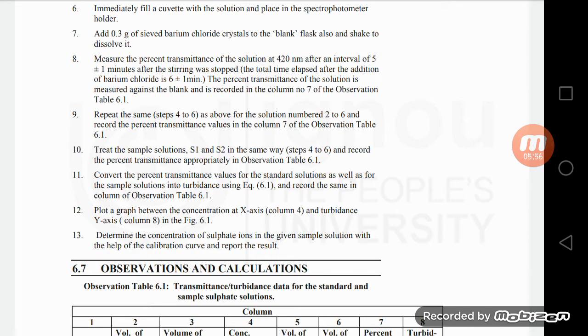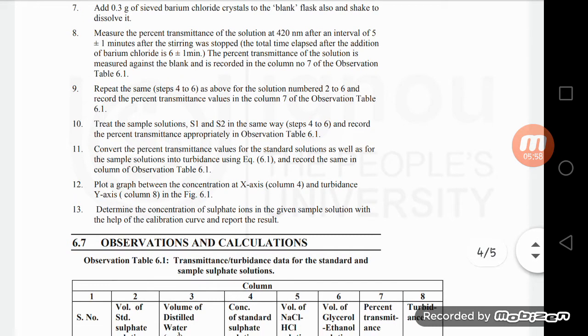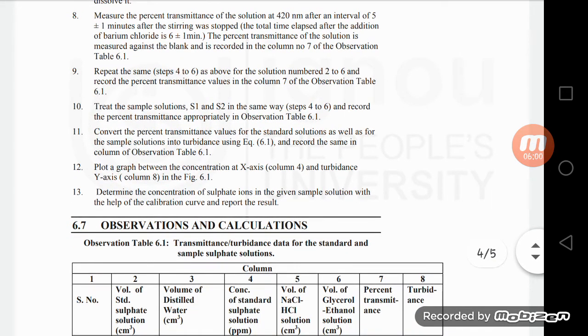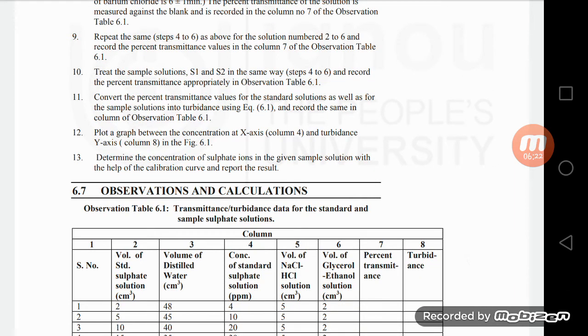and is recorded in column number 7 of the observation table. Repeat the same steps as above for the solutions numbered 2 to 6 and record the percentage transmittance value in column 7 of the observation table. Treat the sample solutions S1 and S2 in the same way and record the percentage transmittance appropriately in the observation table, which you can see below.